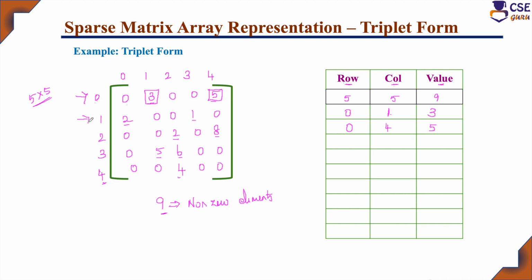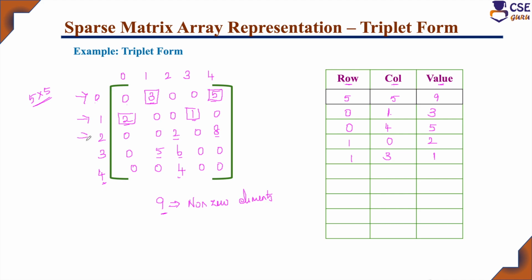In the first row, there is one non-zero element here and another non-zero element here. So the row index is 1, the column index is 0, and the non-zero value is 2. Next, the row index is 1, the column index is 3, and the non-zero value is 1. So now the first row is over.